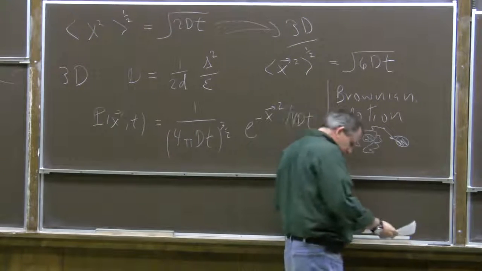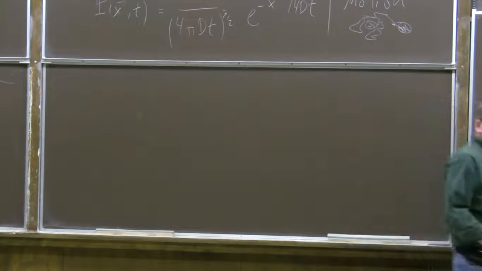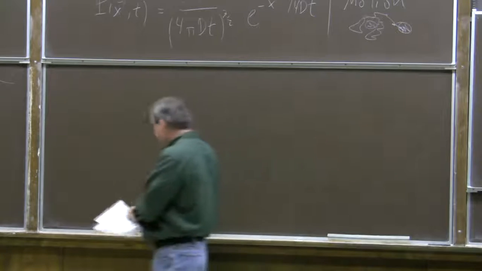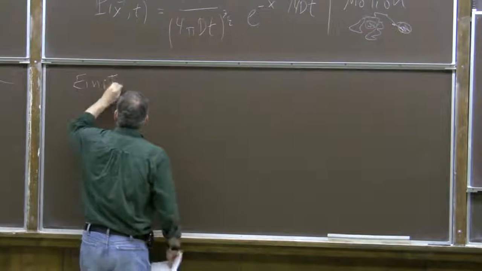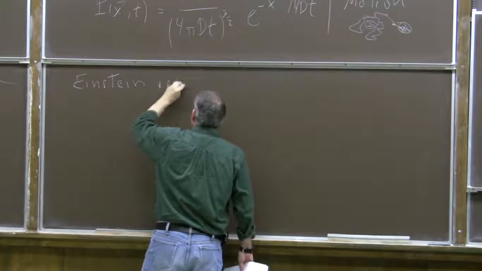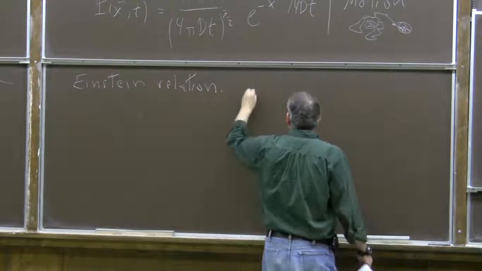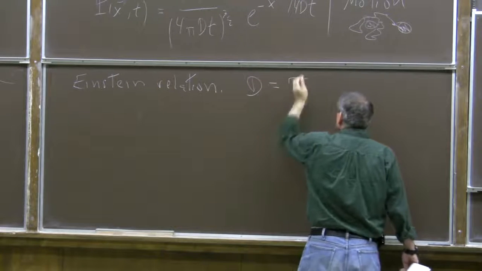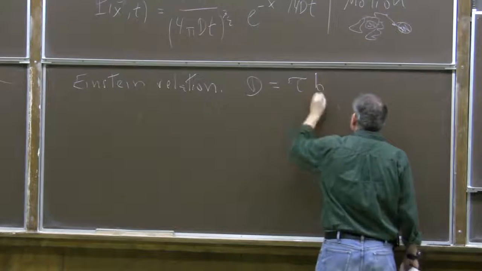And he also did another important thing, which is he explained what the diffusion constant was in terms of other, in principle, measurable quantities. It's called the Einstein relation, which is that the diffusion constant is equal to temperature times something called the mobility.